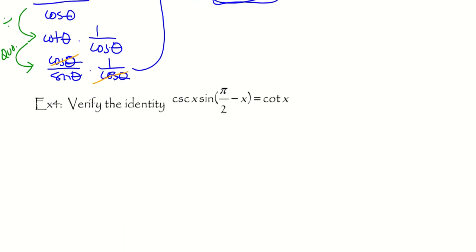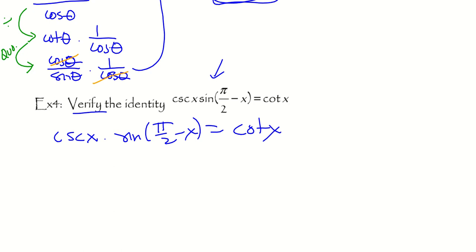So we know that when we verify or prove an identity, we only work with one side, and we usually want to pick the more complicated side. I would say that this left side is more complicated. So we're going to start with the cosecant of x times the sine of pi over 2 minus x equals cotangent of x. So I think the first thing I'm going to do is rewrite this sine of pi over 2 minus x using its cofunction identity.